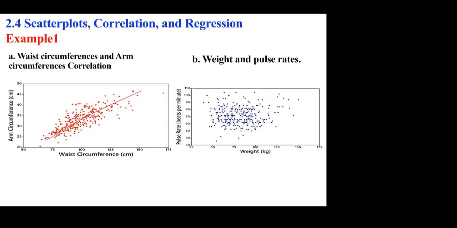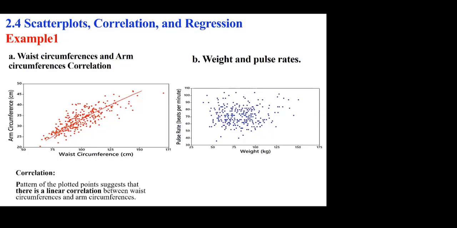But if you look at part B, it is all over the map. I can't see a linear correlation. So therefore, we say yes, there is a correlation, and the pattern of the plotted points suggests that there is a linear correlation. So in short, the answer is yes, there seems to be a linear correlation between what? The waist circumferences and arm circumferences. Whereas between waist circumferences and the pulse rates, we don't see anything. The pattern doesn't indicate any correlation.